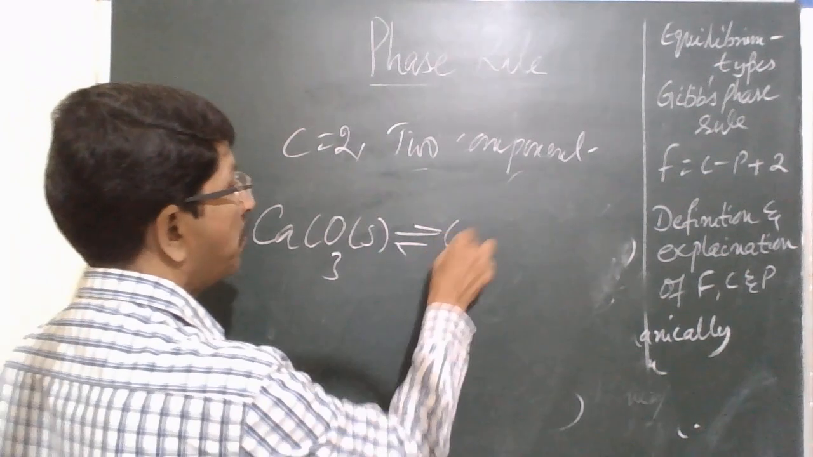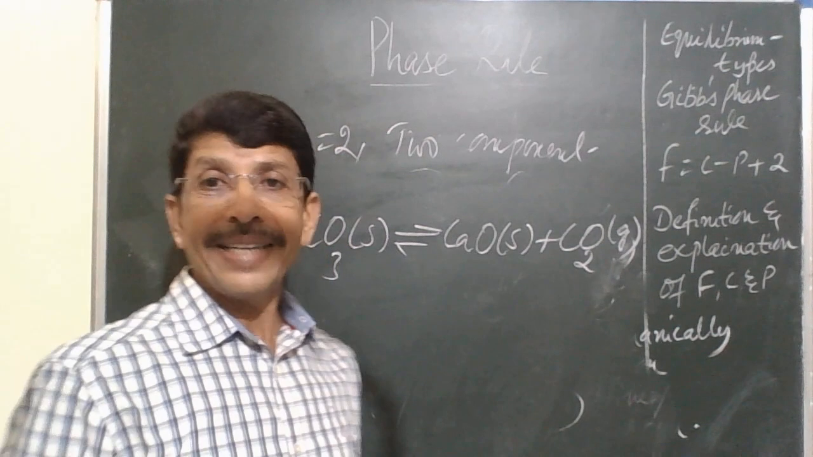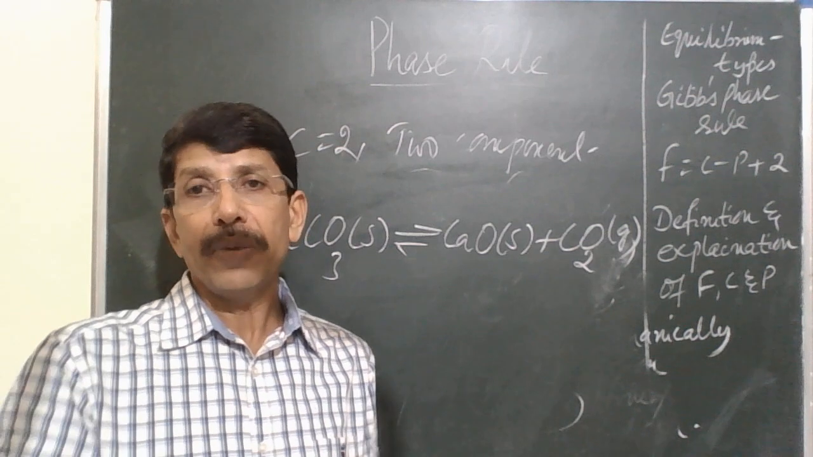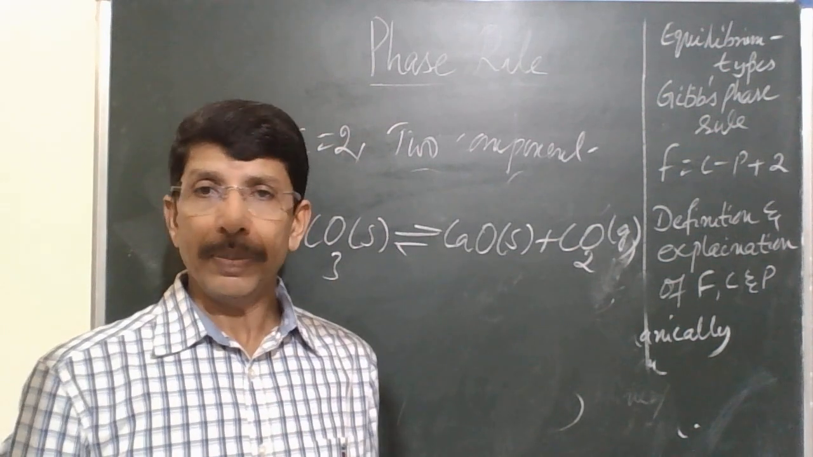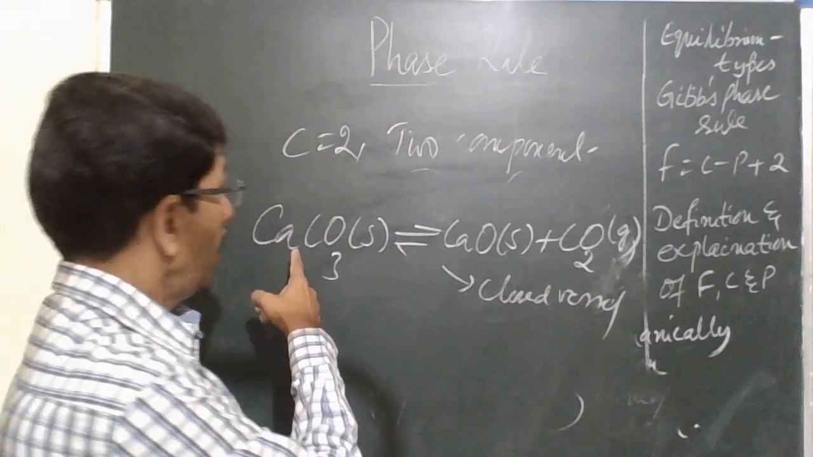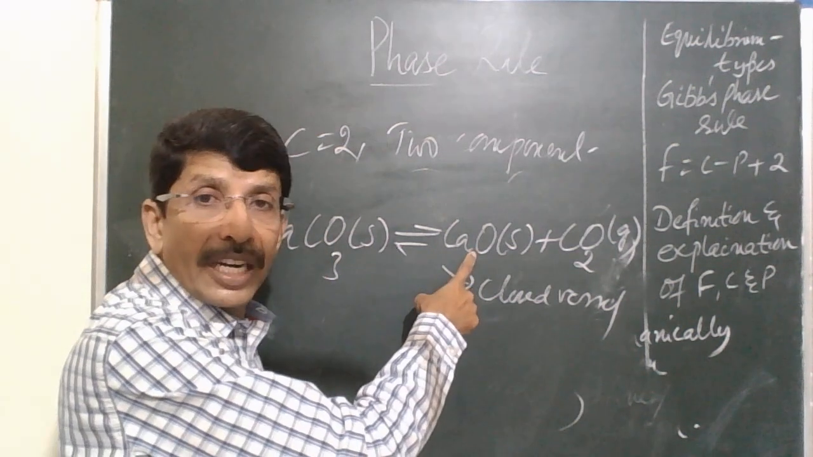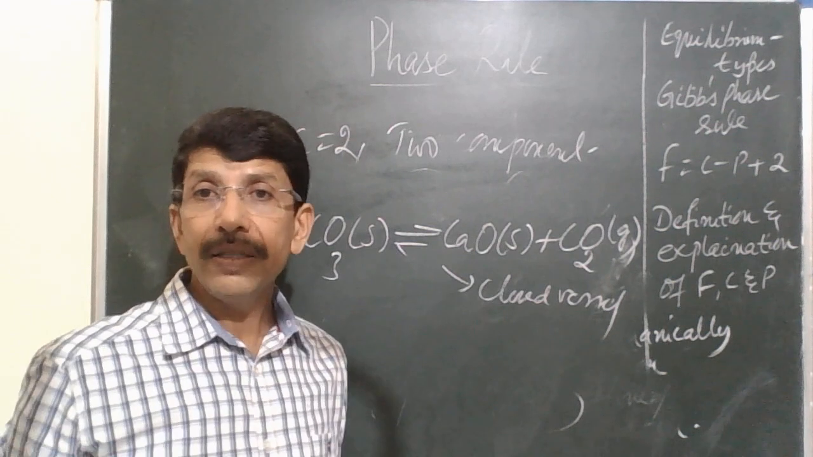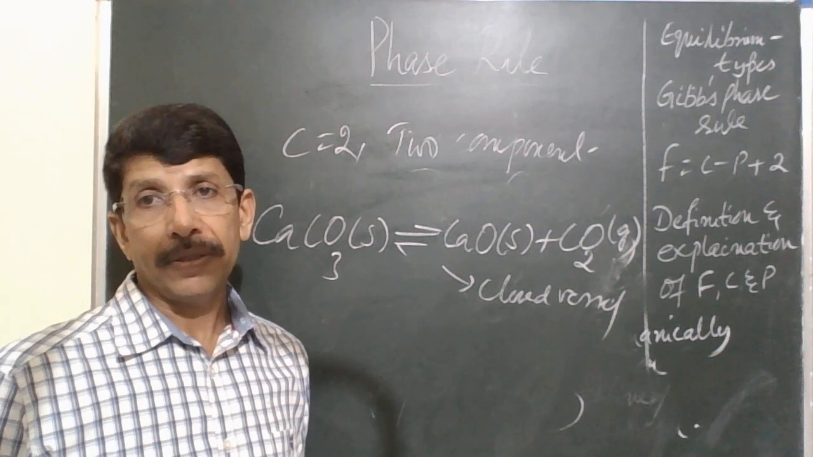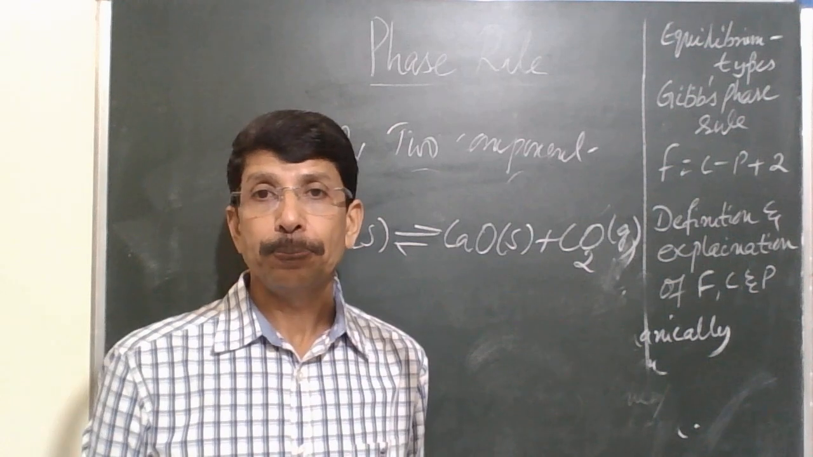this type of equilibrium, decomposition of calcium carbonate in a closed vessel, because this equilibrium is attained only in a closed vessel. If you heat calcium carbonate in an open vessel, carbon dioxide formed escapes and we never attain this equilibrium. So this equilibrium can be attained in a closed vessel. And how many phases are there? 3 phases. One is calcium carbonate solid phase, second one is calcium oxide solid phase, the third one is carbon dioxide gaseous phase. So there are 2 solid phases and 1 gaseous phase. Okay, so there are 3 phases which are in equilibrium.